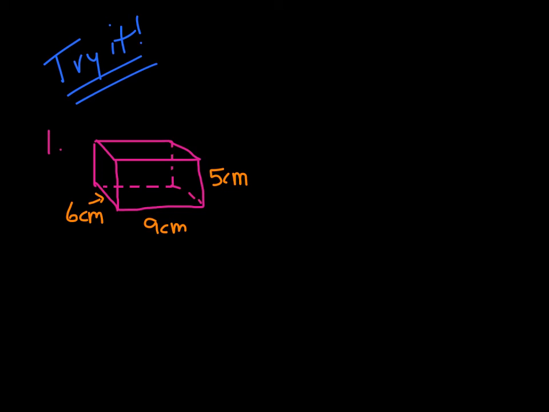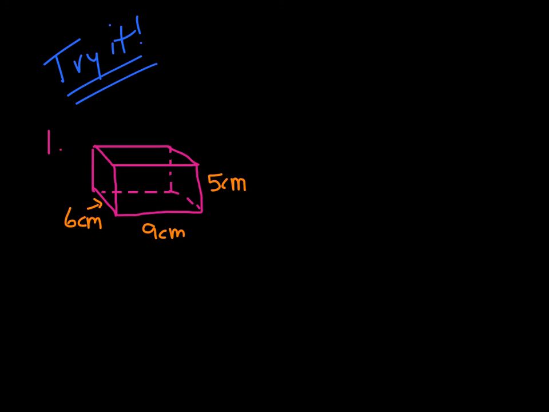Alright, this is the first one. I just want to point out what everything is here. So my length is 9 centimeters. Right here, my height is 5 centimeters, and this width is 6 centimeters. You should be able to find all of the information that you need just from those 3 measurements. And then the second one, I'm sorry, this one is a rectangular prism. The second one will be a triangular prism.